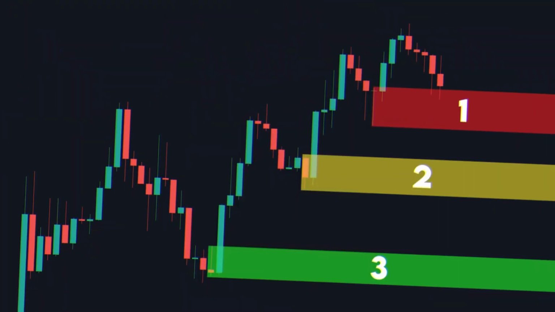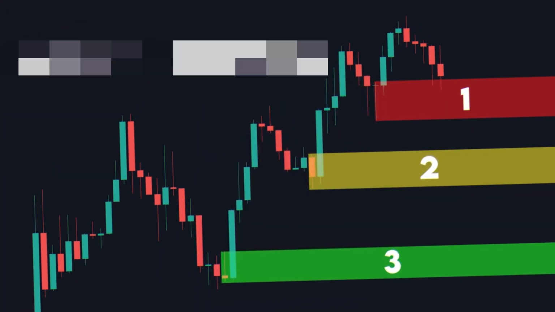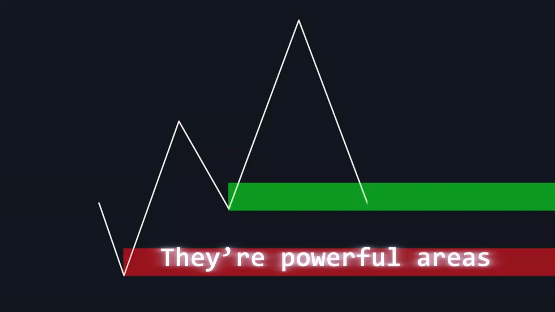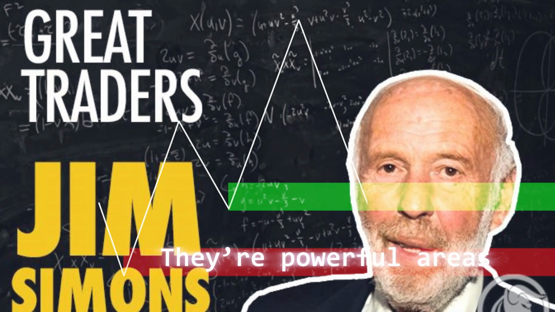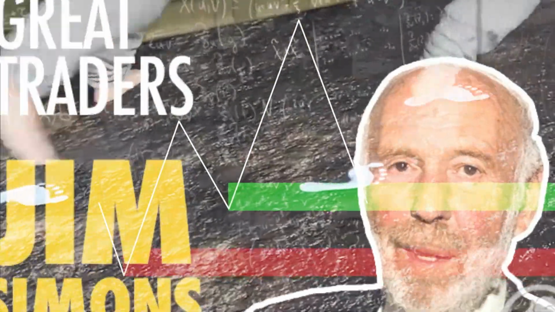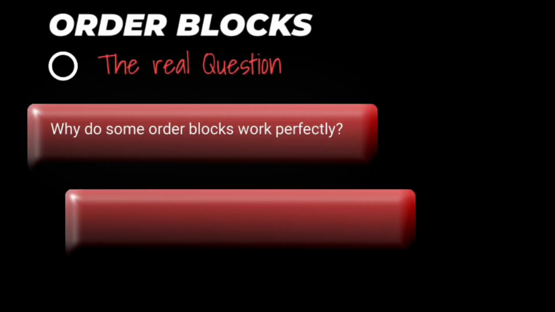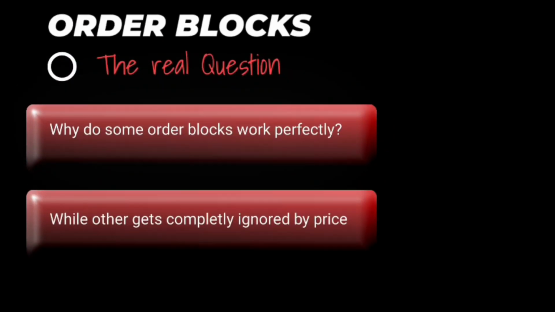Order blocks. If you have been diving into smart money concepts, you have probably heard of them. They are powerful areas where big players in the market leave footprints. But here's the real question. Why do some order blocks work perfectly while others get completely ignored by price?